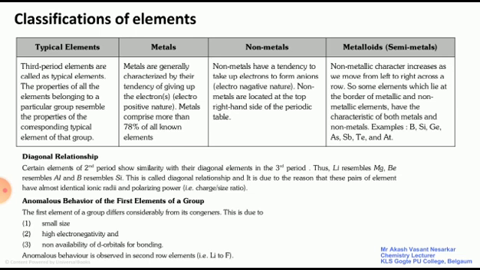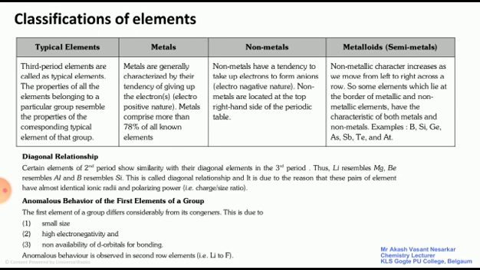Non-metals are located at the top right hand side of the periodic table, from group number 13 to 18. For example, boron, carbon, nitrogen, oxygen, fluorine, chlorine all belong to the non-metal category. And metals: group 1, that is the alkali metals, hydrogen, lithium, sodium, and group 2, beryllium, magnesium, those are metals.